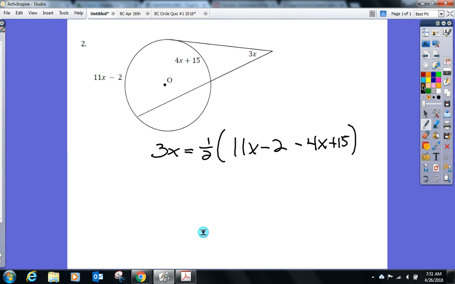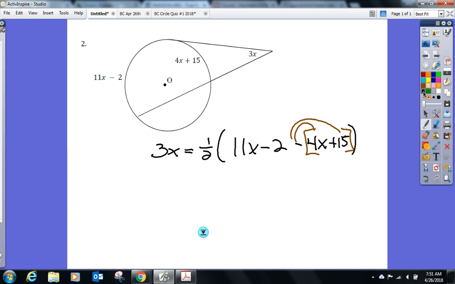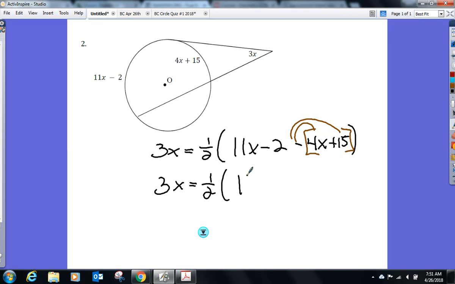You need to subtract, take a look, the entire minor arc. What do you have to do with this negative? Distribute it through. When you just write minus 4x plus 15, the only thing you're subtracting is 4x. It's minus the entire minor arc, which is 4x plus 15. Now when you rewrite it, 11x minus 2 minus 4x, now it's going to be minus 15, and now you'll get a positive answer out.